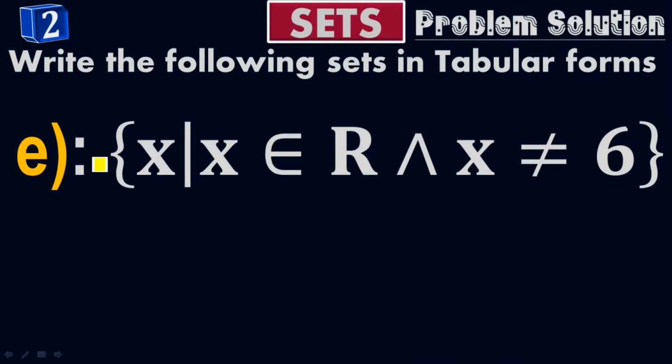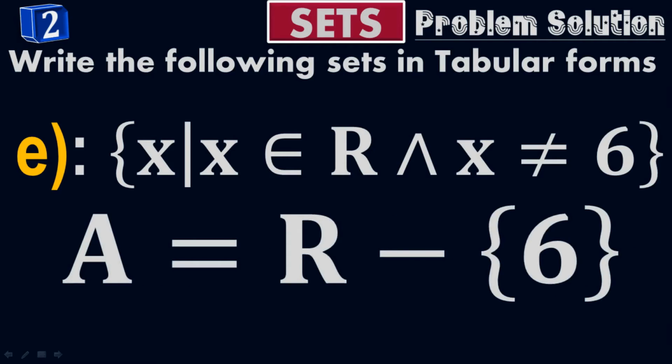Part E, which is the set of all x such that x belongs to real numbers and x is not equal to 6. Again, x belongs to real numbers and x is not equal to 6. What will be its tabular form? This is going to be the tabular form.